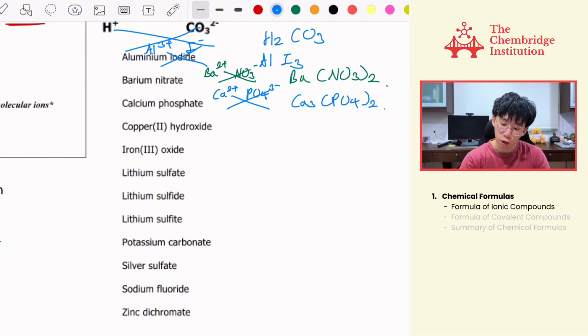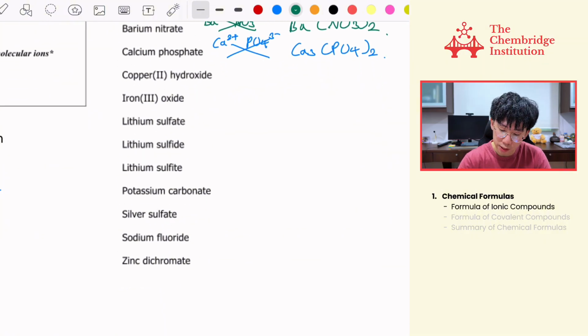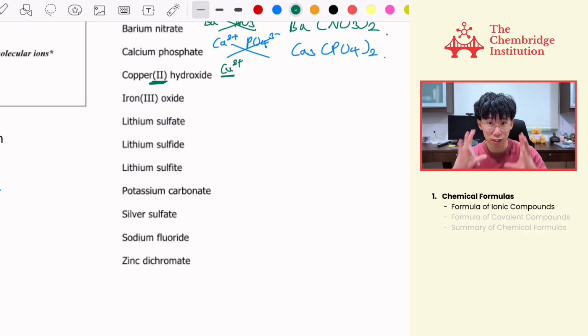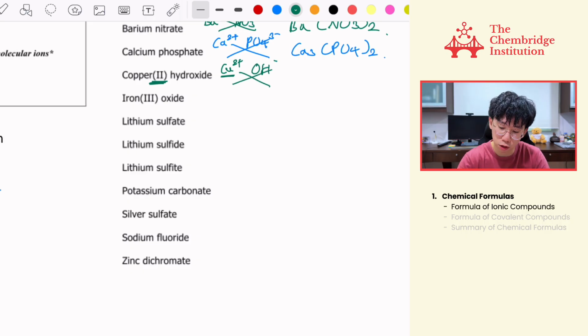Copper(II) hydroxide. This is Cu2+. This is something that you have to go and memorize. It's actually a transition metal. Usually it's Cu2+, but here they tell you, since there's a 2, it has a 2+ charge. And hydroxide is OH-, something you have to memorize. So if you crisscross, you just get Cu(OH)2.